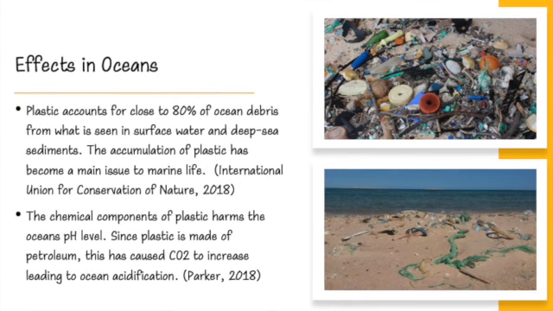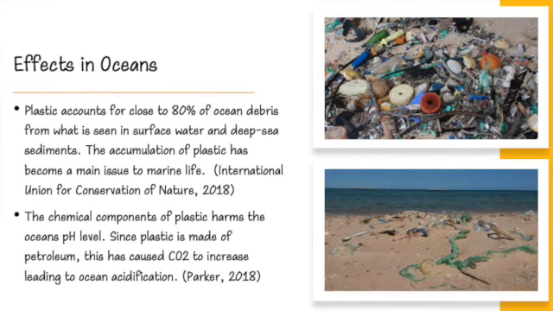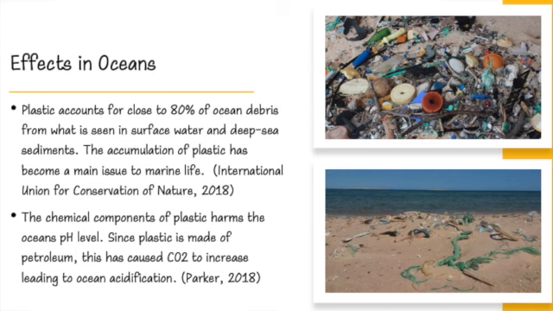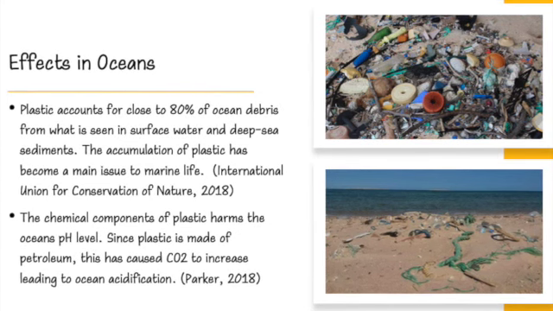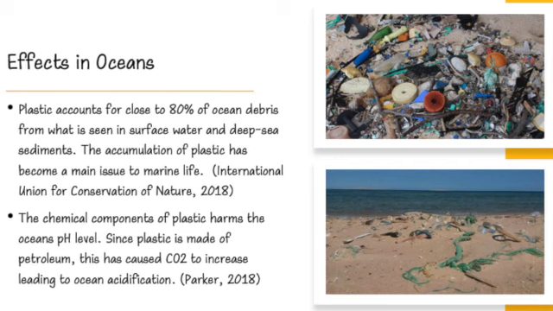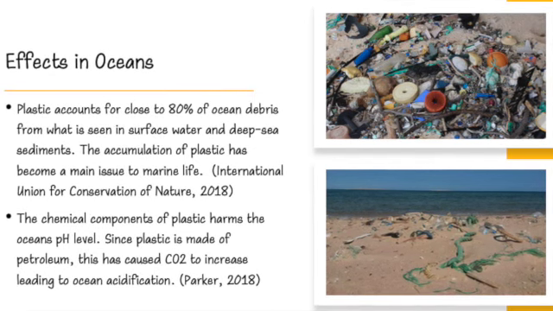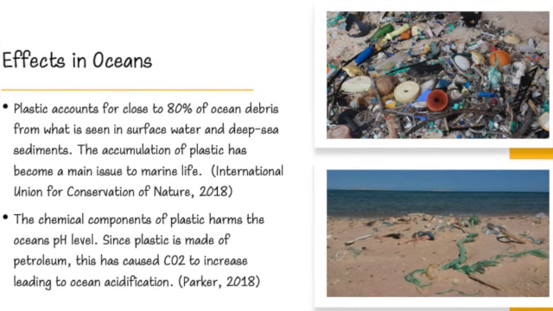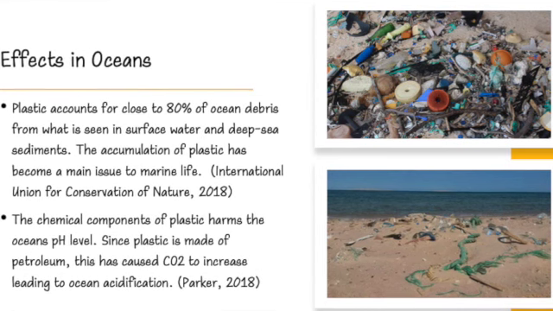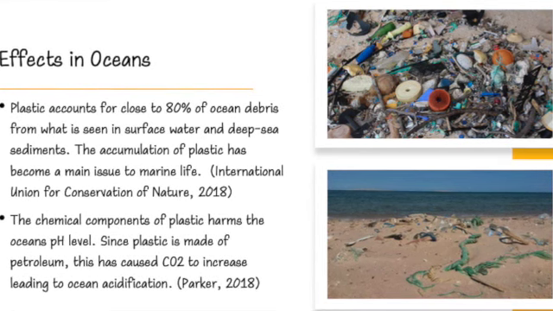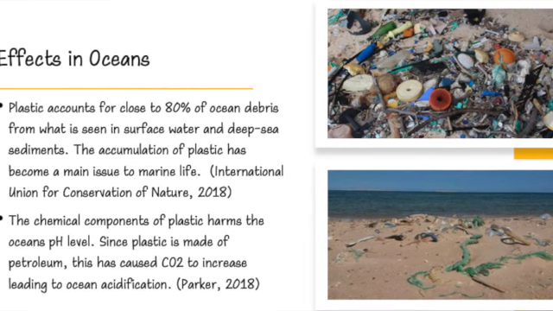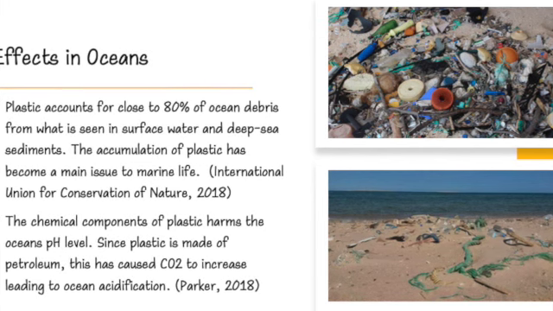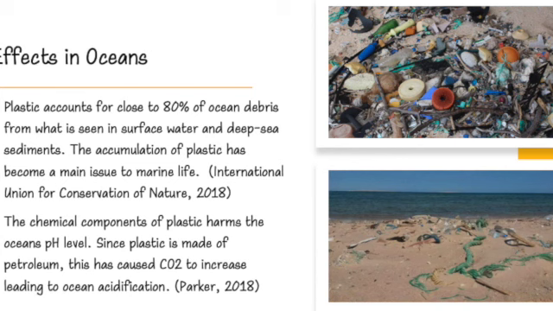Another issue I wanted to bring up is that the chemical components of plastic harm the ocean's pH level, making it more acidic, causing ocean acidification. As we've seen, ocean acidification also increases CO2 levels. We're seeing chain reactions because of the mass production of plastic. Altogether, we can see that plastic, being a human-caused activity, has had a great impact on our environments, whether on land or in our oceans.